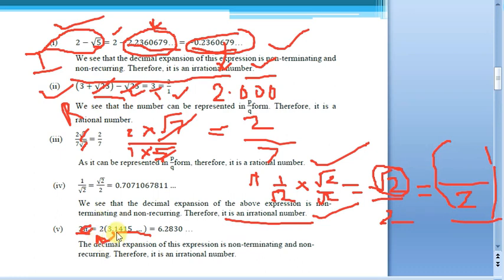Otherwise, look at it this way. You have taken an irrational number and you are multiplying it with a non-zero rational number. In our important observations, we have seen that in such cases the entire result is going to be an irrational number. So that is why this is also going to be an irrational number. So let us move to the next question.